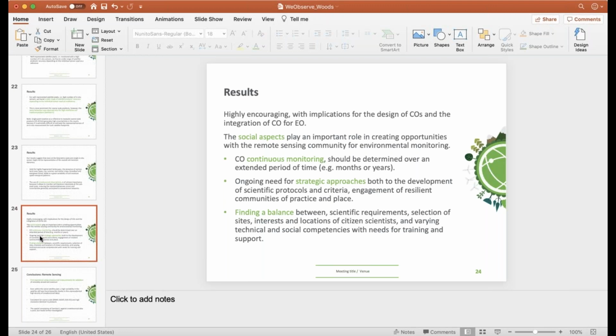environmental monitoring. This requirement of continuous monitoring is a high bar to reach. It should be determined over an extended period of time, e.g. months or years. And there's an ongoing need for strategic approaches to both the development of scientific protocols and criteria and the engagement of resilient communities of practice and place. And finding a balance between scientific requirements, selection of sites, interest and locations of citizen scientists, and varying technical and social competencies point to the needs for training and support.